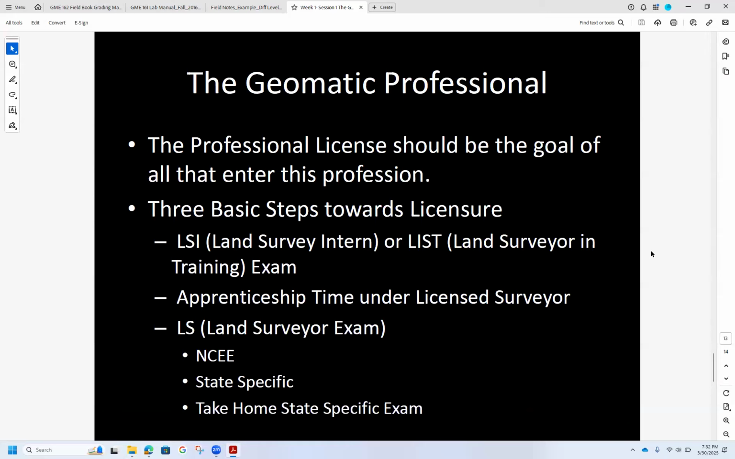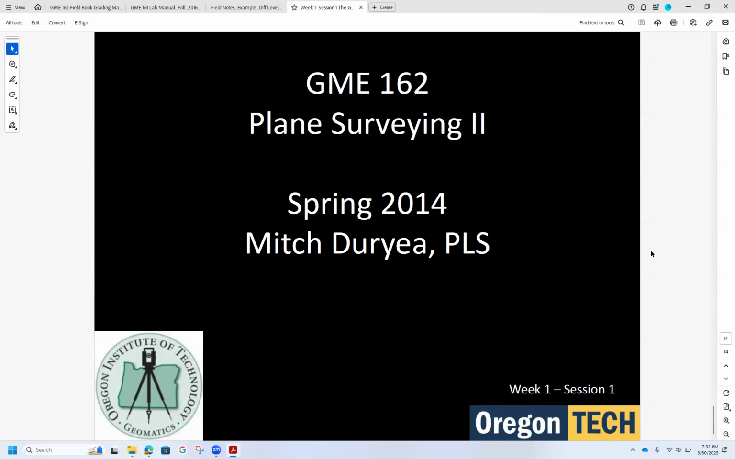And again, that's the principles of surveying. So you have FS, the fundamentals, PS, the principles, and then you have a state specific exam. So whatever state you're trying to get licensed in, you have to take the state specific exam for that state to get licensed in that state. All right, so that is the geomatics profession.